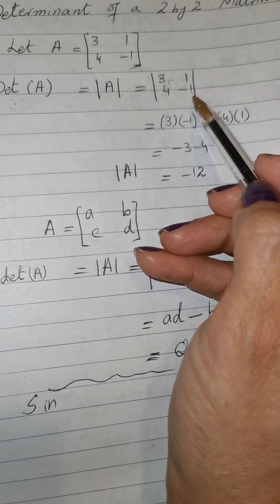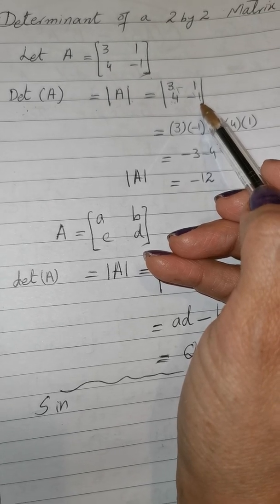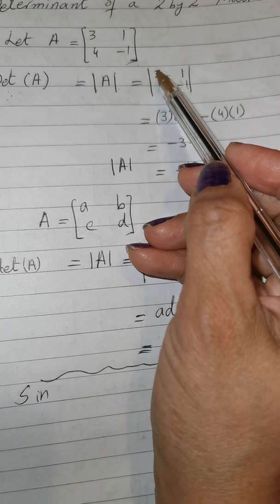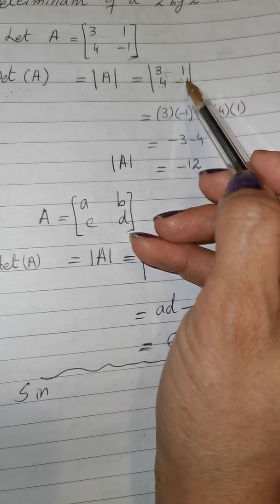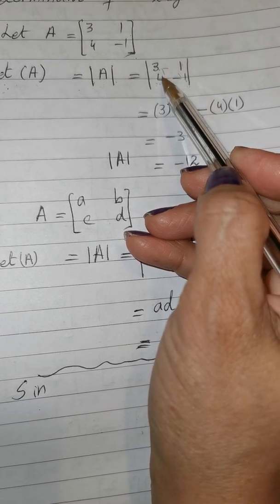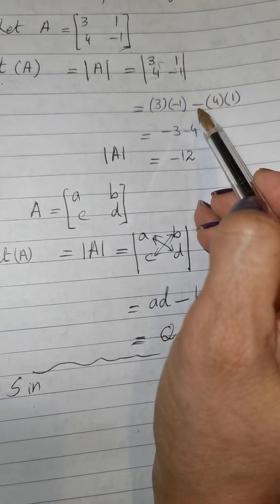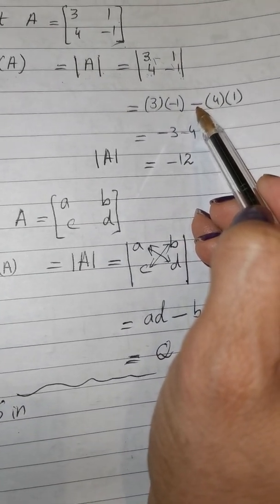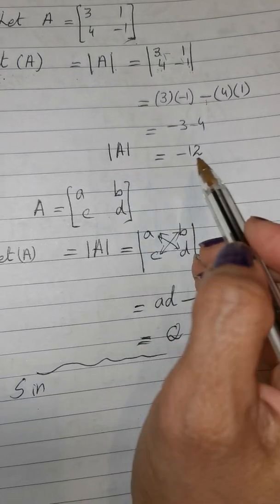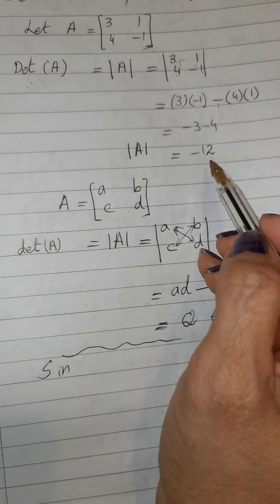Now how can we find the value of determinant of A? The procedure is that you will multiply the first element with the fourth element, and then the second element with the third element, but between them we have the sign of negative, right? In this way we will find the value of determinant of any matrix.